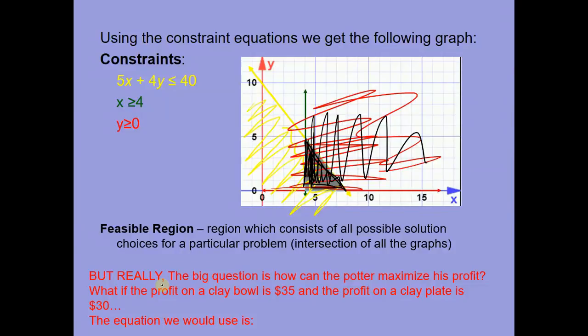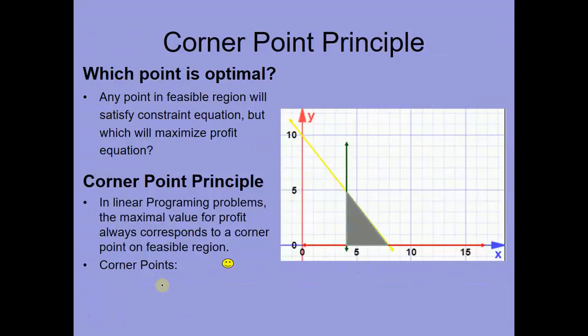What if the profit for a clay bowl is $35 and the profit for a clay plate is $30? So our equation for profit is 35x clay bowls plus 30y. Now, how are we going to use the graph that we just found to find his highest profit? Well, there's something called the corner point principle. What this means is that each point that's a corner to our feasible region will satisfy the constraint equation. But you want to know which one is going to be the highest profit amount.